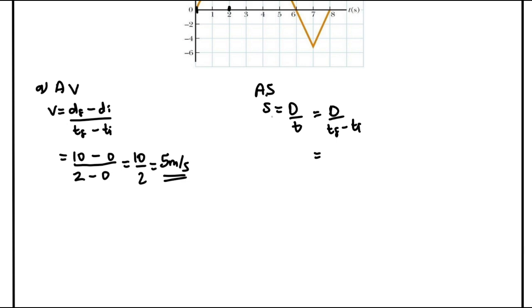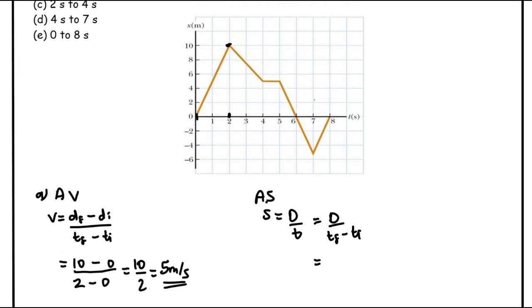Now let's come to speed. The total distance covered is also 10, and the time is from 0 to 2. So that's 2 minus 0, which is 10 divided by 2, which gives us 5 meters per second. So in the first interval, both the velocity and the average speed are the same.